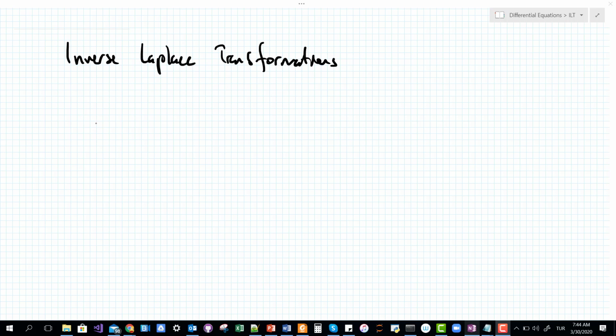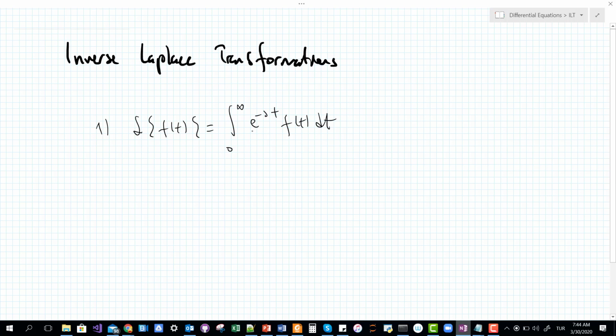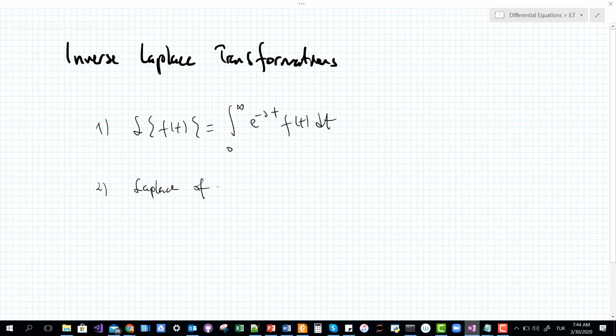The first thing we learned was the Laplace definition. We define the Laplace transformation in this way, as an improper integral. This is my Laplace definition. You need to take this integral if you want to find the Laplace transformation of any given function. But later we noticed that this integral is so hard to take, and then we used this definition to find the Laplace of some elementary functions.